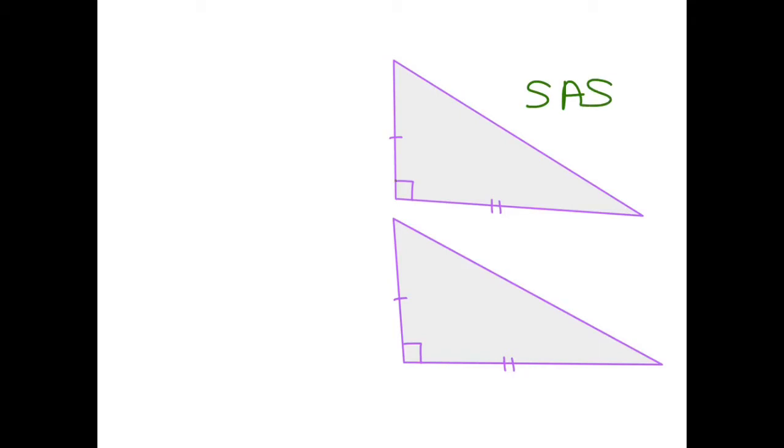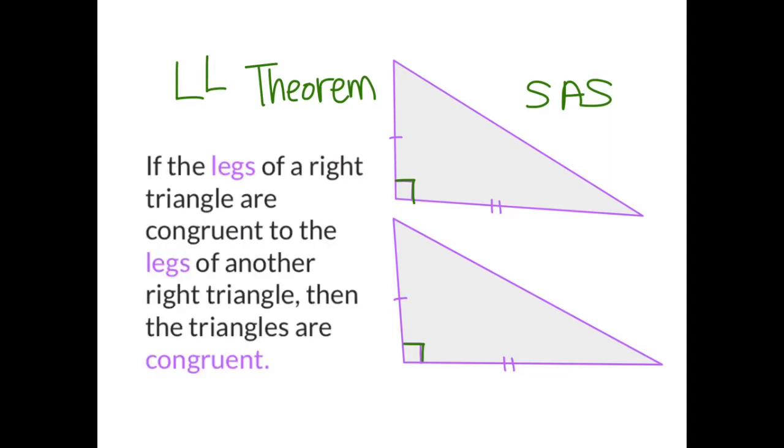Now, if we take a specific look at the fact that that angle happens to be a right angle, making it a right triangle, we can actually use what is called the LL theorem, which stands for leg leg theorem. So this is going to be the LL theorem, and it's going to be based off of the fact that if the legs of a right triangle are congruent to the legs of another right triangle, then the triangles are congruent. Again, it's just a special case of that side, angle, side. So you can know that, and I want you to make that connection, but it's technically called the leg leg theorem with the right triangles.